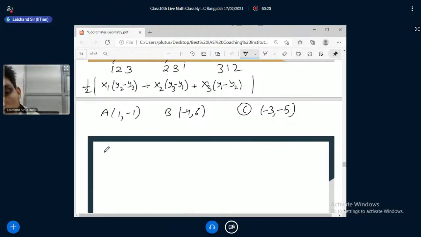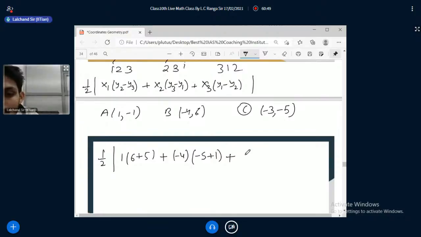So we can write 1 by 2 mod, x1 value is 1, then what is the value of y2? Y2 value will be 6. What is the value of y3? Y3 is minus 5, so that means plus 5, as the minus sign is there. Plus, what is the value of x2? X2 value is minus 4. Then y3 minus y1: y3 is minus 5 and y1 is minus 1, that is minus 4. Plus, what is the value of x3? X3 value is minus 3. Then y1, that is minus 1, and y2, that is 6.